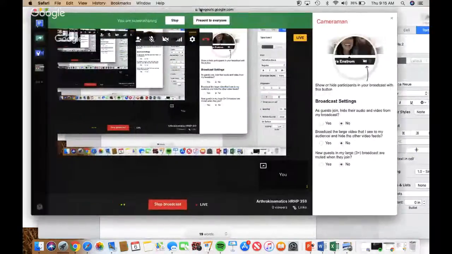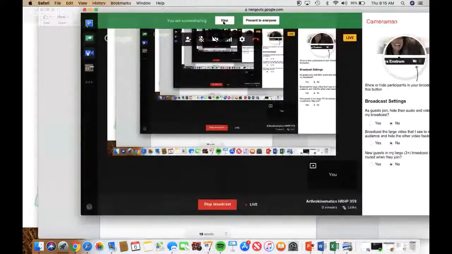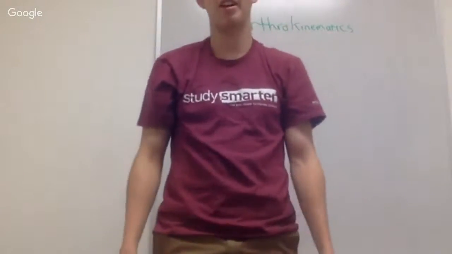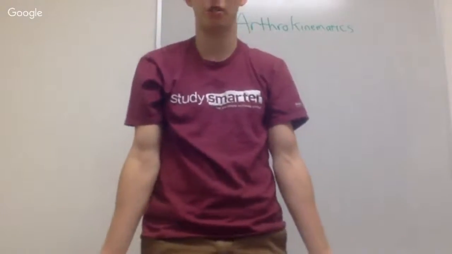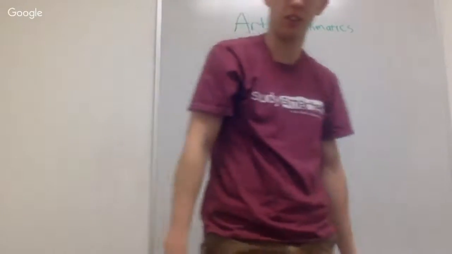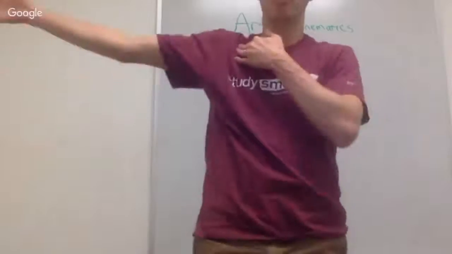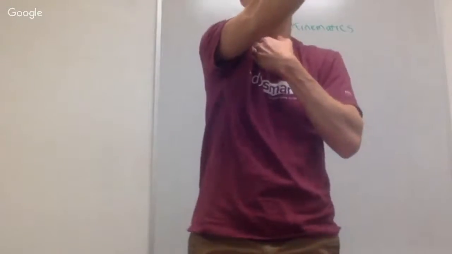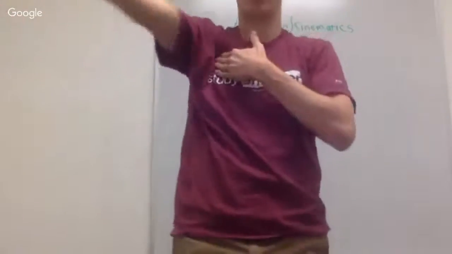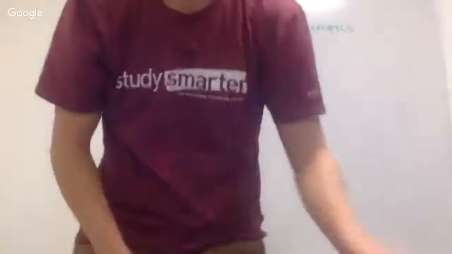So I'm going to stop screen sharing. Anytime you see flexion, so shoulder flexion, elbow flexion, hip flexion, any kind of internal rotation of the shoulder, internal rotation of the hip, or horizontal adduction, that is always going to be an anterior roll.